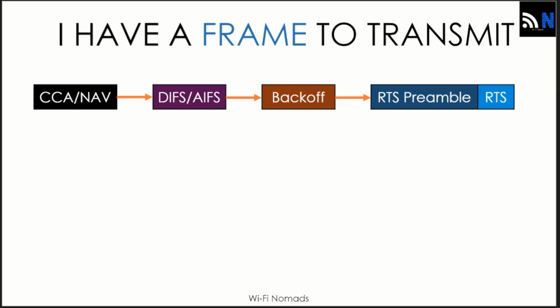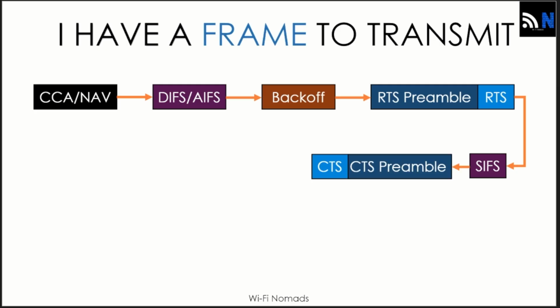Okay, so once you transmit the RTS, you have to wait for the SIFS amount of time. Why SIFS? Because SIFS is the time taken by the receiver to process the received data. The receiver received that RTS, so it requires SIFS amount of time to process the data at a high level. Once it has done that, it will transmit the CTS with its preamble.